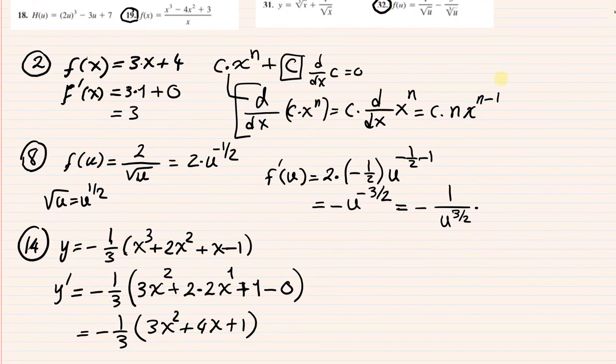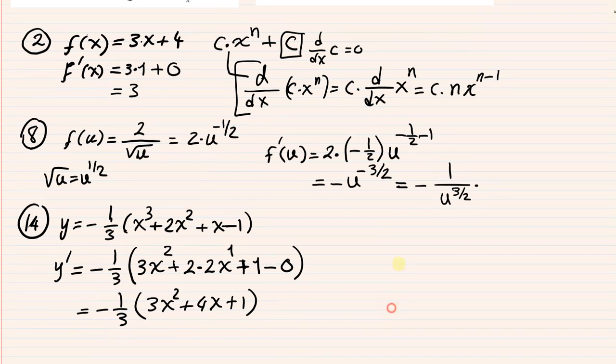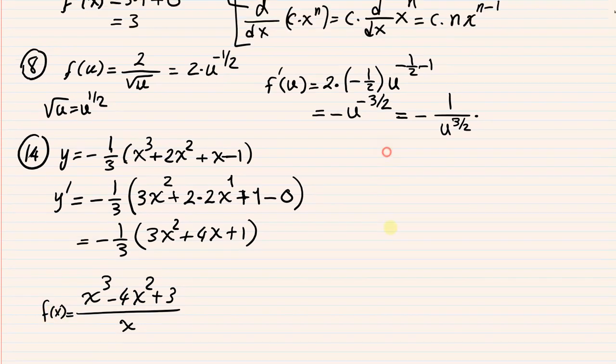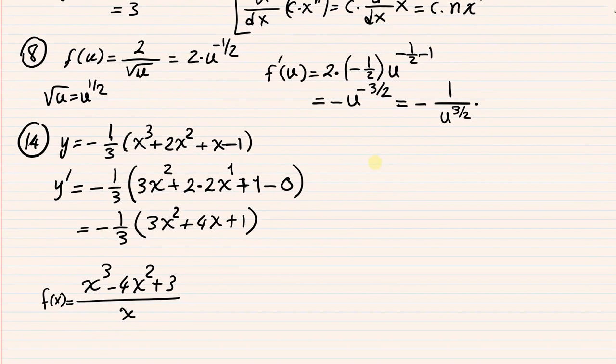In number 19, let's see, for number 19 I have f of x equals x cubed minus 4x squared plus 3, all divided by x. And this was exercise number 19.